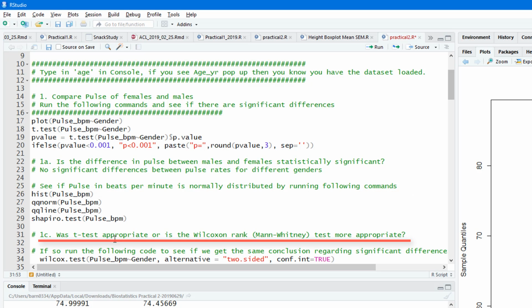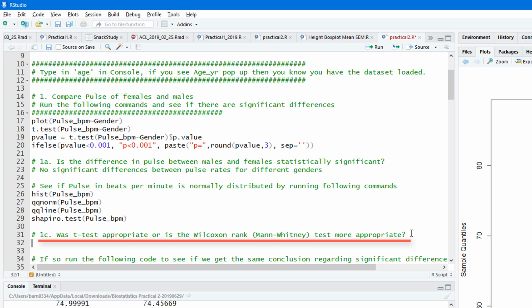So our next question is, was the t-test appropriate, or was the Wilcoxon rank, Mann-Whitney test, the non-parametric test, more appropriate? So we'd see there is some departure from normality. So the Mann-Whitney or the non-parametric test, let's call it Mann-Whitney, may be more appropriate.